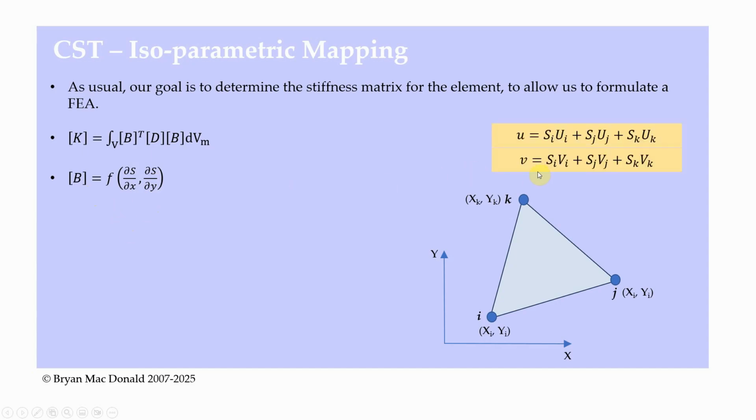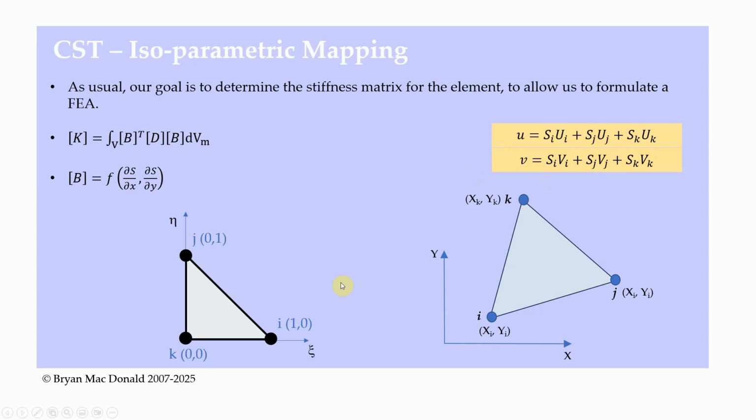So as usual then, if we know our shape functions si, sj and sk, and we know the displacement of the nodes i, j and k, we can find the displacement at any other point within the element. So that's what these two equations here are saying. They're saying that the x displacement is a function of the shape functions times the x displacement of each of the nodes, and the same with the y displacement.